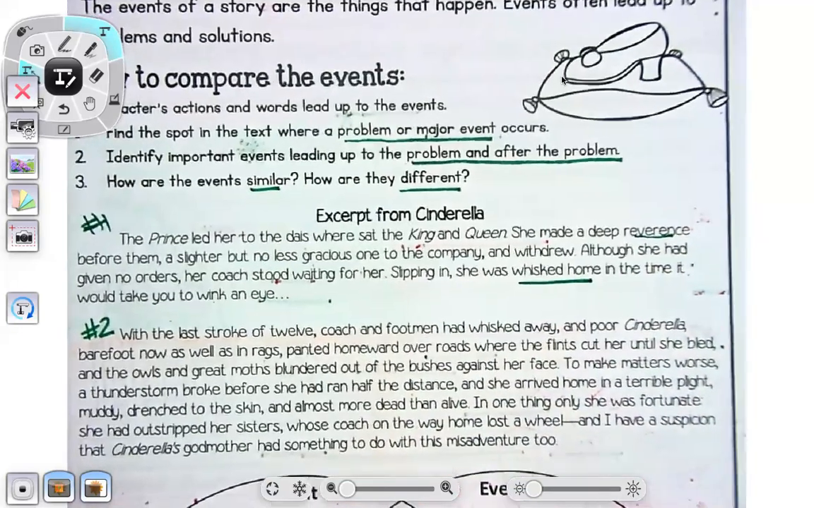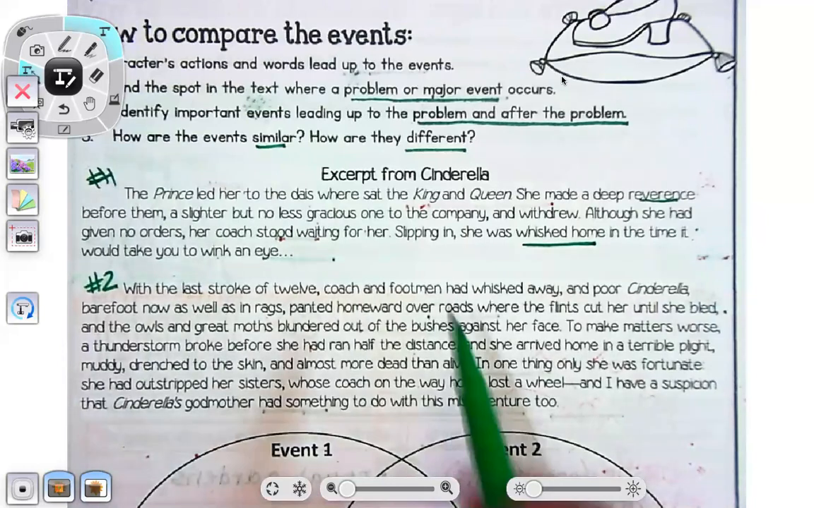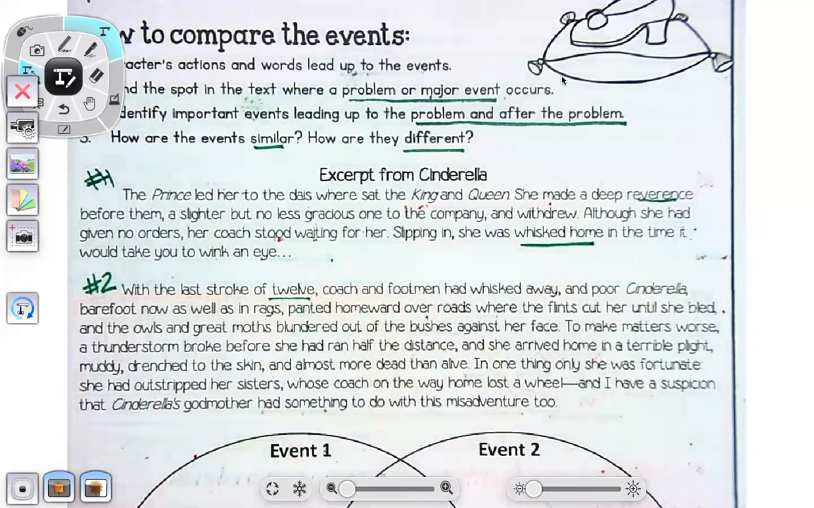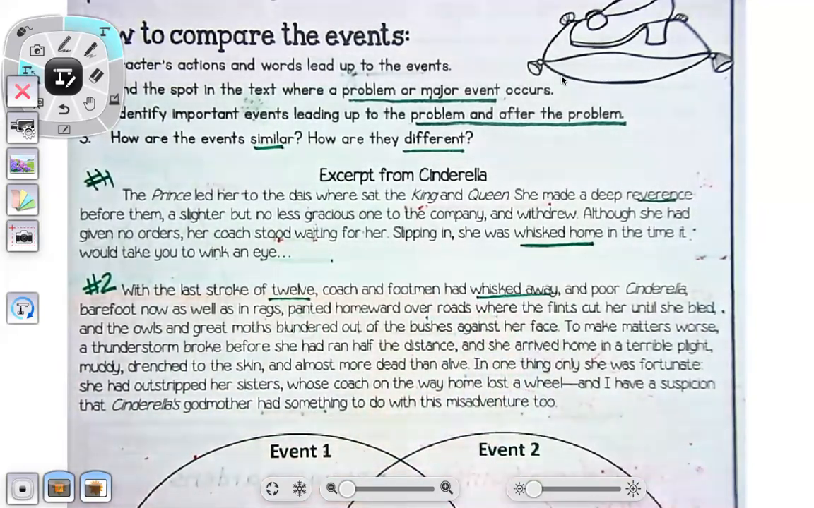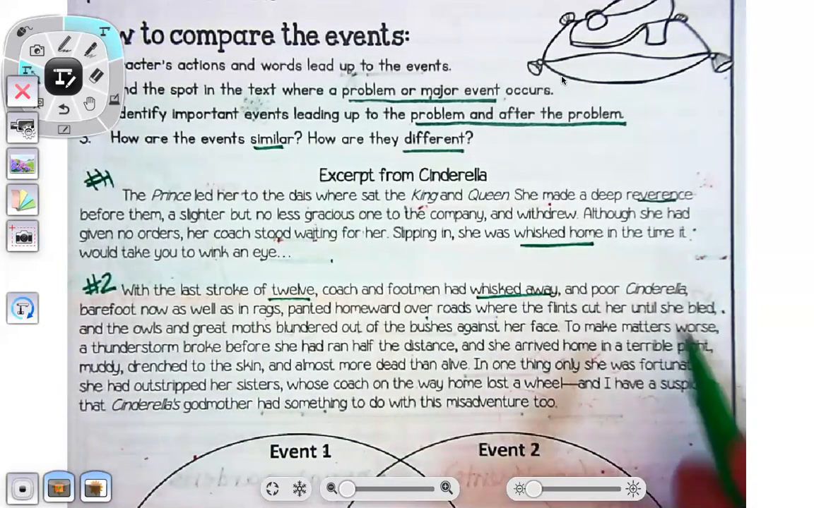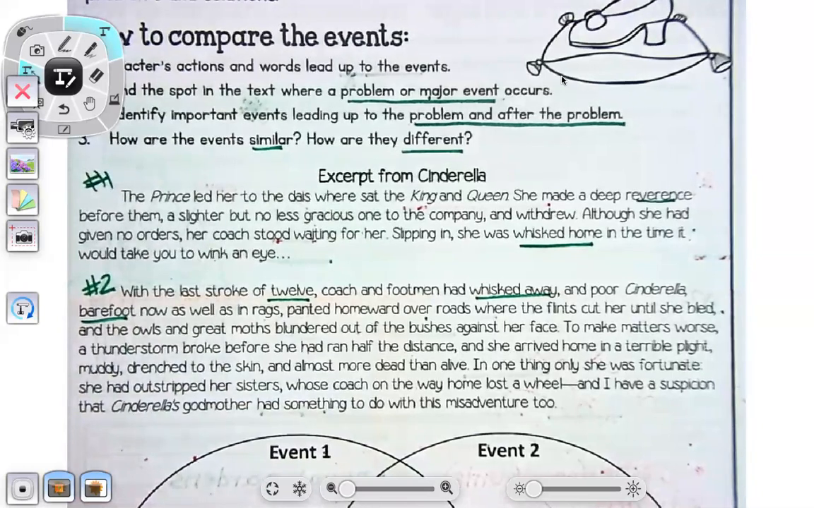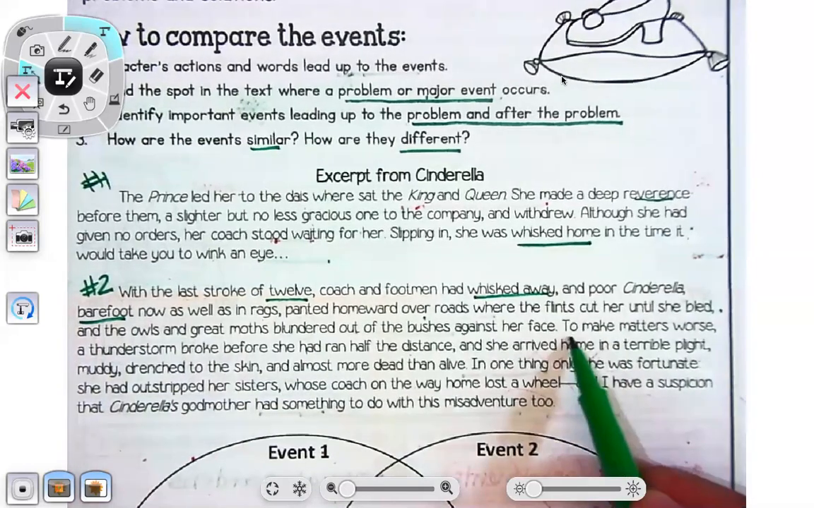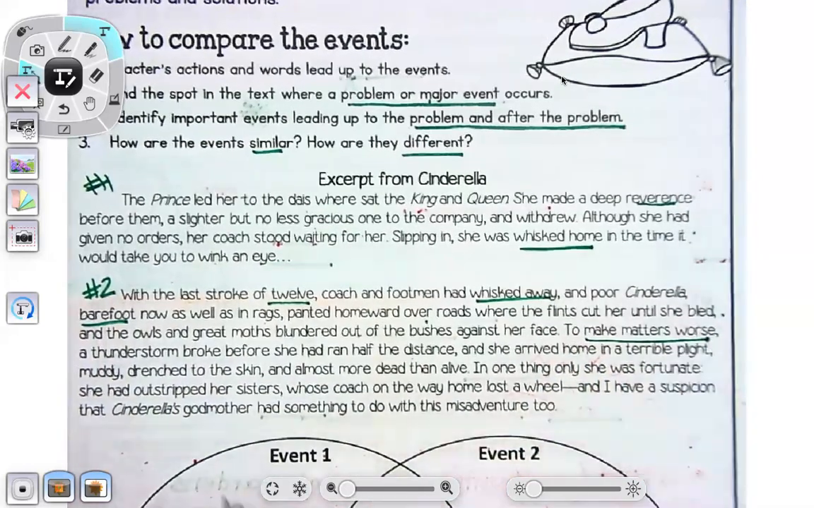The second one is actually her in the coach. She's in the coach. It's 12 o'clock now, and she's whisked away. She's barefoot, which means she's probably lost that slipper somewhere along the way. And then to make matters worse, when we think about making matters worse, there's a problem. There's a thunderstorm that happened. She was drenched.